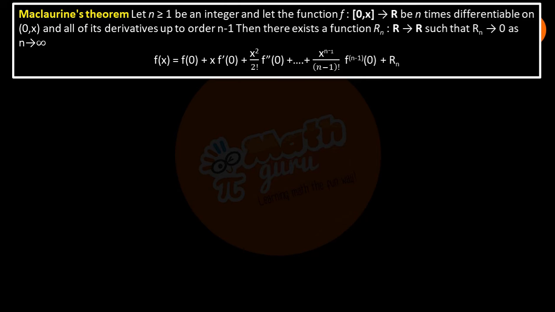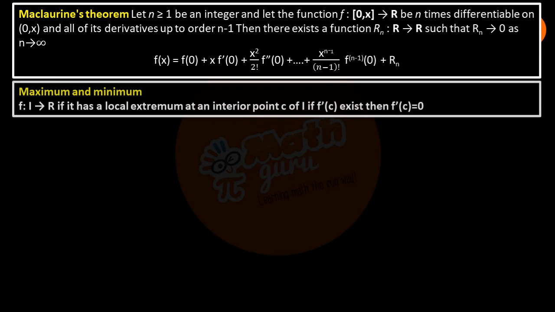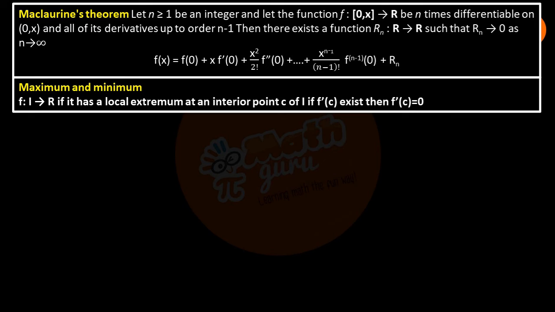And this is the Maclaurin series. Just replace a by 0 and h by x in the Taylor series. Then Rn has the similar Lagrange form and Cauchy form. The other important question is finding maxima, minima, extremum points or extremum values. This is the theorem: f from I to R has a local extremum at an interior point c of I if f'(c) exists and f'(c) equals 0.